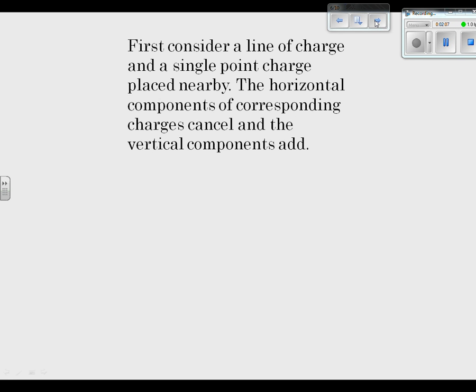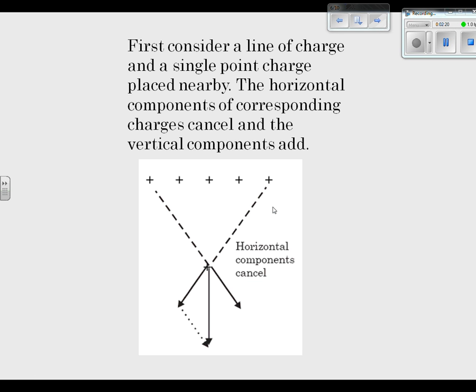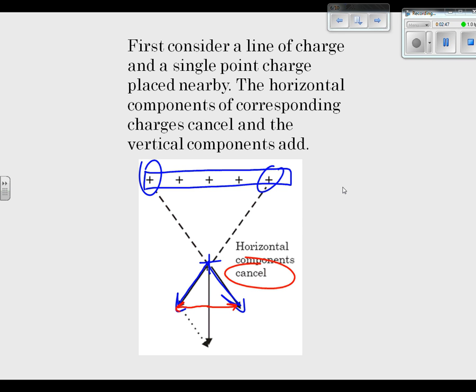All right, so now before we get into that, consider a line of charge and a single point charge placed nearby. I'm going to draw you a picture right away. The horizontal components of corresponding charges cancel, and the vertical components add. And you're looking at me going like, what is he talking about, right? Exactly. So what I'm saying is, if you've got a charged plate like so, and you've got all positive there, and I've got a positive here, well, this positive charge actually pushes it that way, but this positive charge actually pushes it this way. And so the horizontal components, which I'm drawing here in red, do what? They cancel each other out, right?